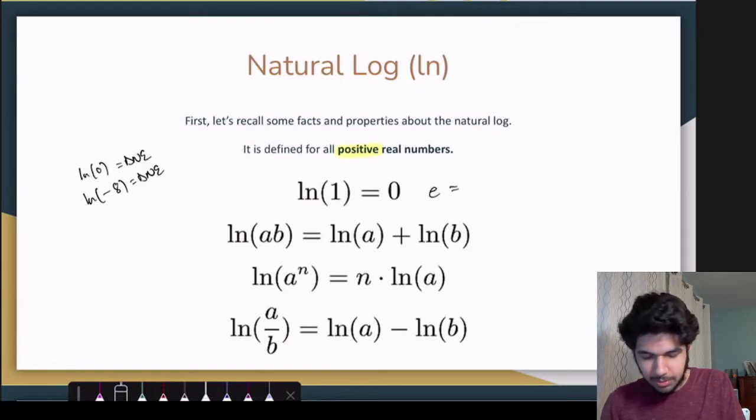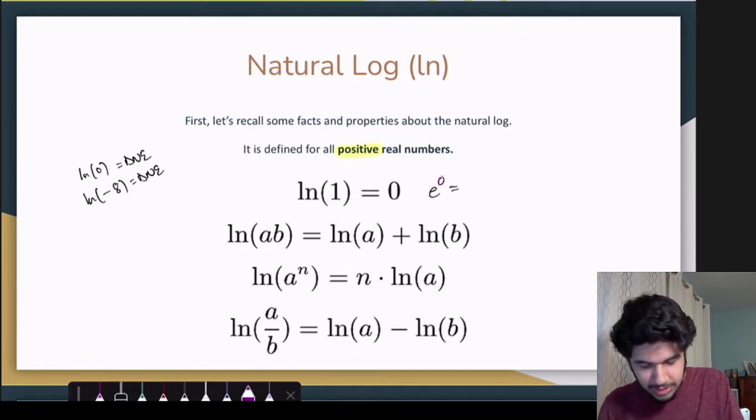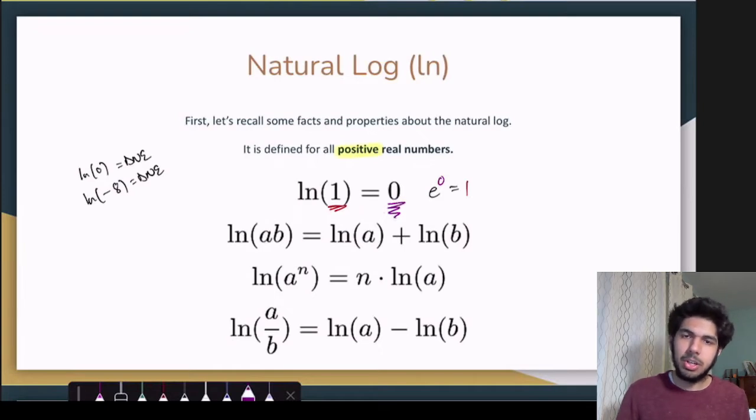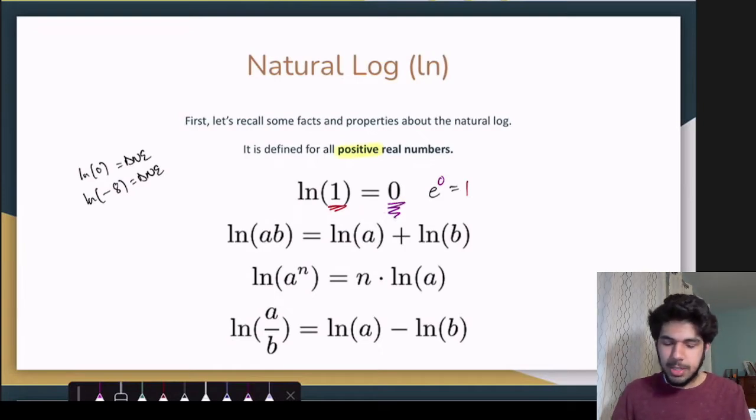Let me just use some colors. So e to the 0 equals 1, and this is the 1 right here, and that's the 0. That's how we read the natural log. Also, if we are taking the natural log of the product of two values, we can split that into the sum of the natural log of the individual factors. This is a really important property and one that we should be feeling comfortable with.